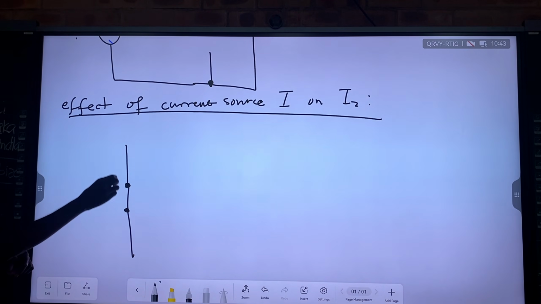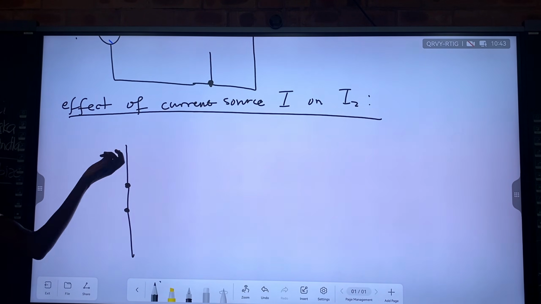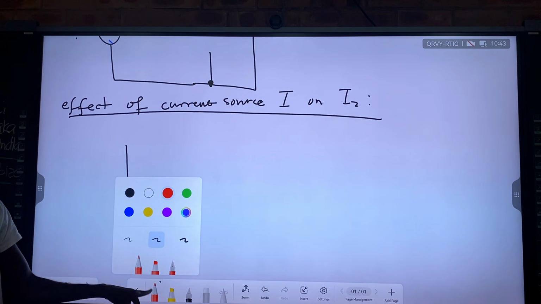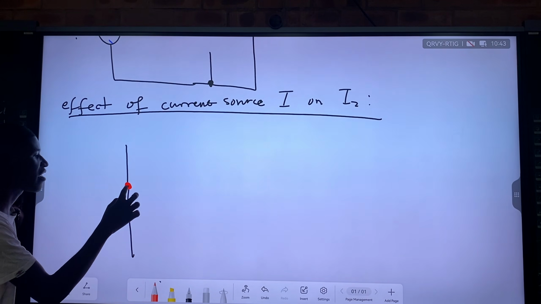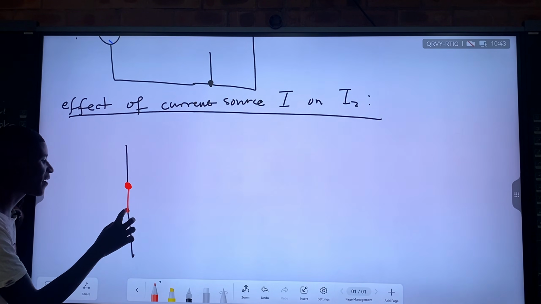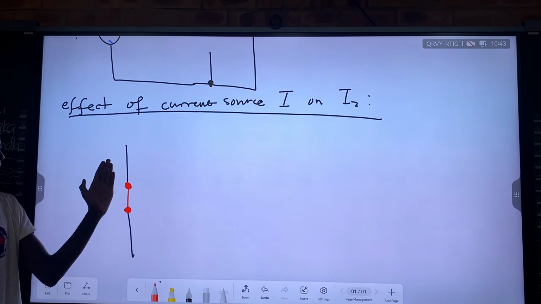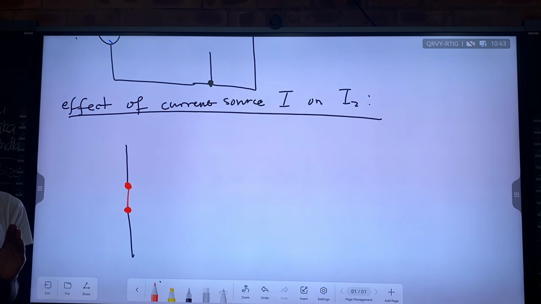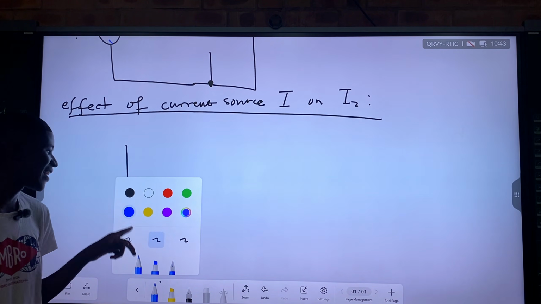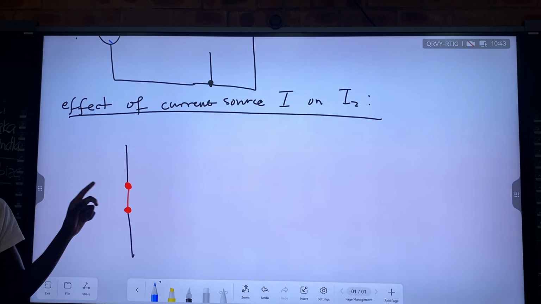You are just going to short circuit. It is just a conductor with nothing. The voltage source now, we have replaced it with what? We have replaced it with just a short circuit. A short circuit simply means that we don't have any resistance. And in other words, we are saying that the potential difference is 0.